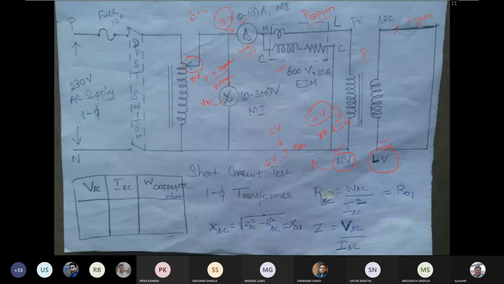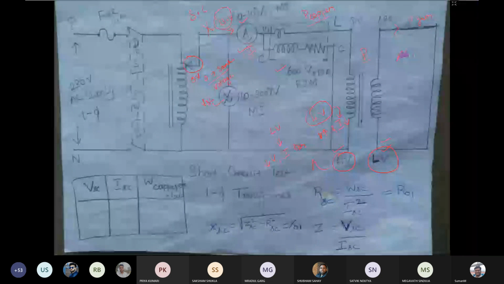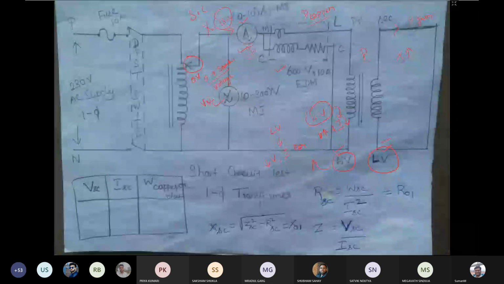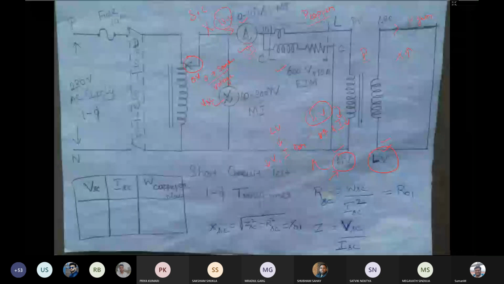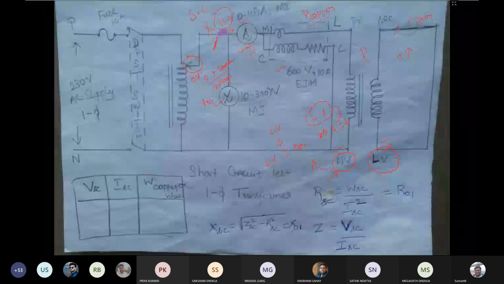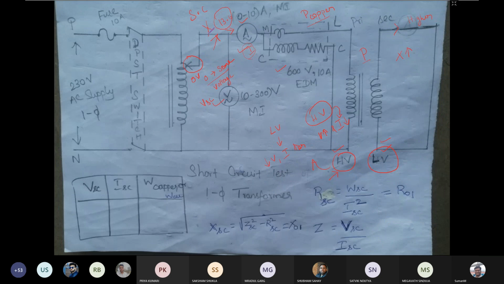In the high voltage winding, if there is some current x, then in the low voltage winding you will be getting more current than x. So if you are giving supply to the high voltage winding, it is sufficient to give a lesser amount of current there, rather than more current on the low voltage winding. Why will the low voltage winding be carrying more current?